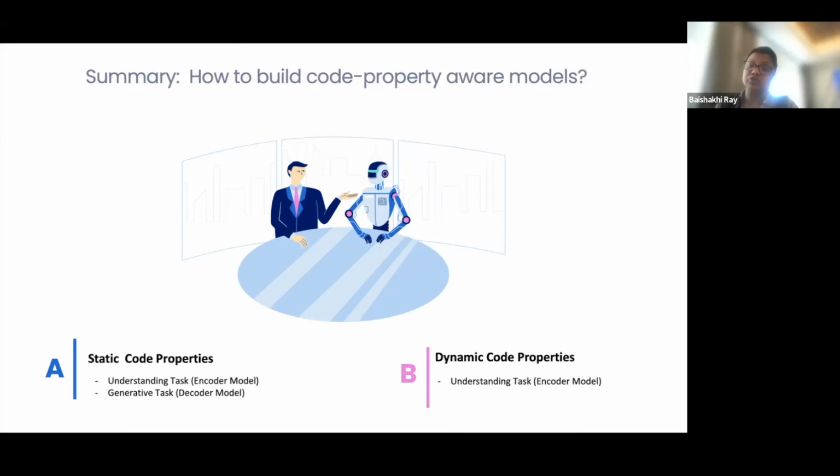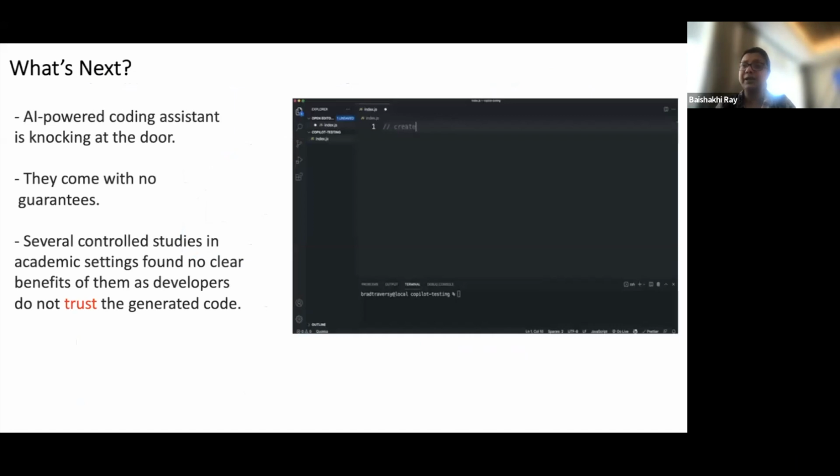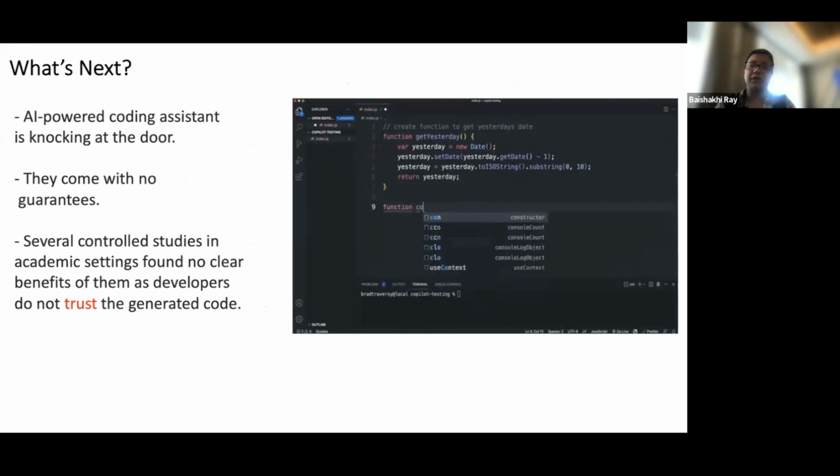And we also show dynamic code properties for code understanding. So the next question is, what next? AI powered, we all know, right? AI powered coding assistants are knocking at the door, like Copilot and other competitive tools. We are probably using them a lot in our everyday practice. However, they don't come with any guarantee.